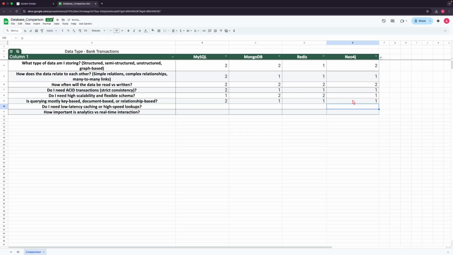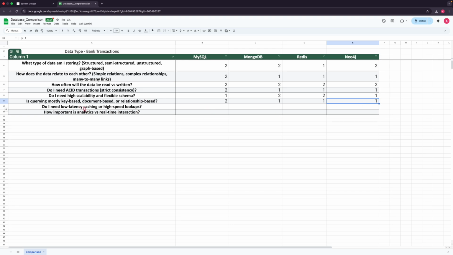Neo4j also gives us relationships, like we can store complex relationships, but that relationship is different compared to the relationship that we are talking about in case of banking transactions, right? So that's the reason I'm giving Neo4j a 1.